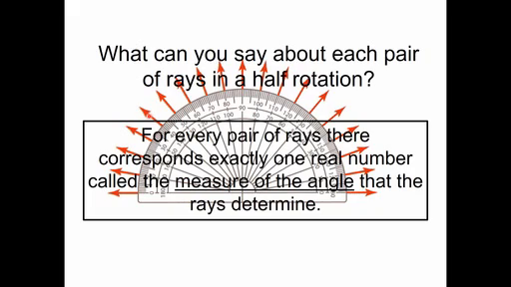Again, all of this is for background. You don't have to memorize any of this. In his old book, he used to have you do that. So for every pair of rays, if I take an 80 and a 120 here, there is exactly one real number called the measure of the angle. So 80 to 120, well, that would be 40.